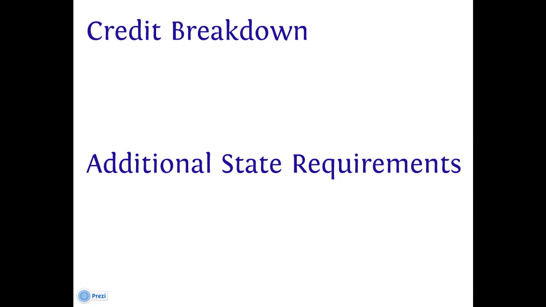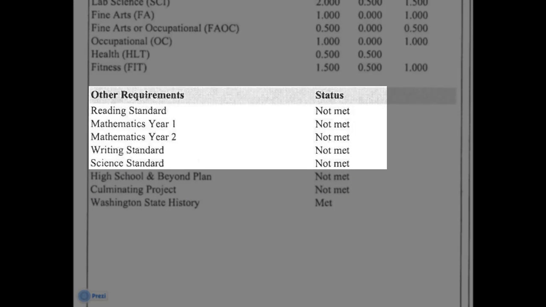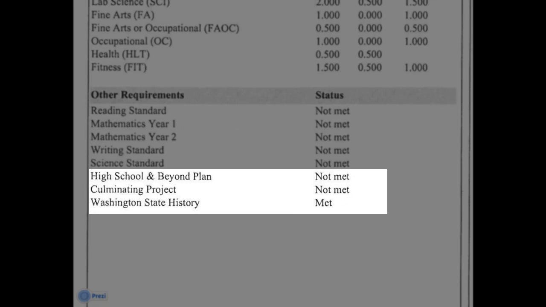Additional state requirements. This section of the transcript lists the additional testing and state requirements, including all state tests, the high school and beyond plan, culminating project, and Washington state history.